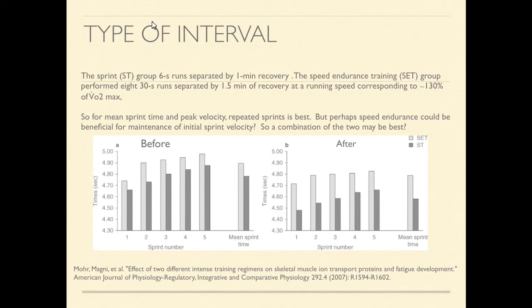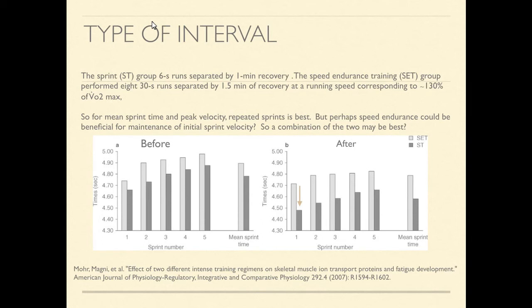Then you have the ST group, which is the dark gray. And what they did was they performed 6-second all-out sprints. Everything they had with 1 minute rest. So obviously, if you look at before, from sprint 1 to 5, sprint time increased. And the reason why sprint time increased is because they're getting slower. If you look at after, sprint time decreased with the faster 6-second sprints. That makes sense, right? Because they're sprinting faster. It's not 1 minute and 30 seconds.